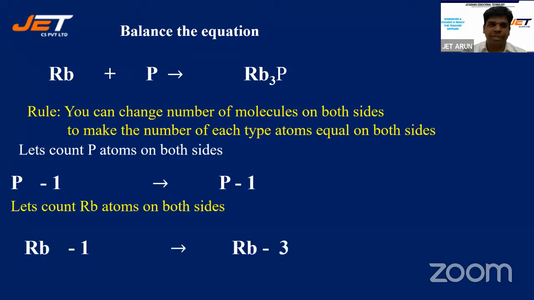So I add the coefficient 3. I write 3 coefficient over there. On the left hand side, it becomes 3 rubidium. 3 Rb plus P gives rise to Rb3P. It is now balanced. All right. Just one more equation, students.